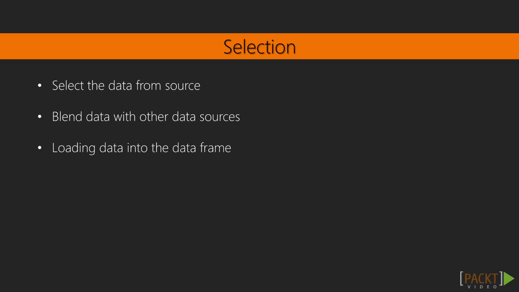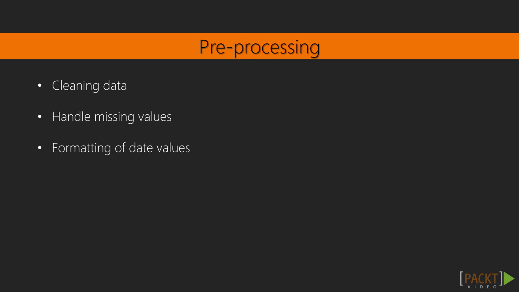Selection of the data set may be obvious, but it can sometimes be difficult to identify the data set or data sets required. Is the data we require coming from one or multiple sources? If it is from more than one source, how do we blend the data sets into something we need and can use? Once that has been achieved, the next step is to load the data into the data frame for processing. As already discussed, the pre-processing of data includes the cleansing of data. This includes how to handle missing data and how to format such values as monetary values and dates.